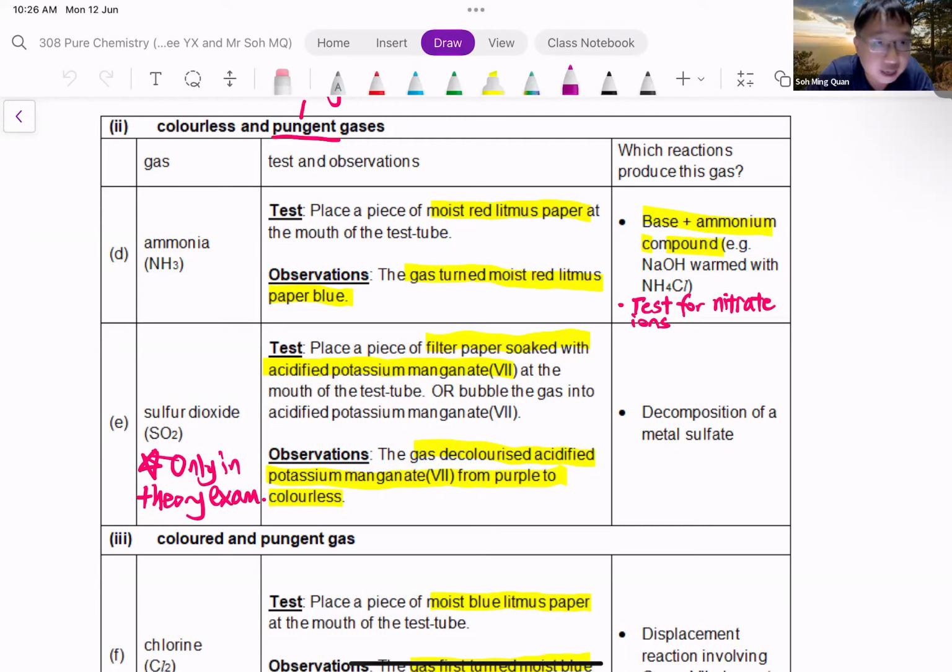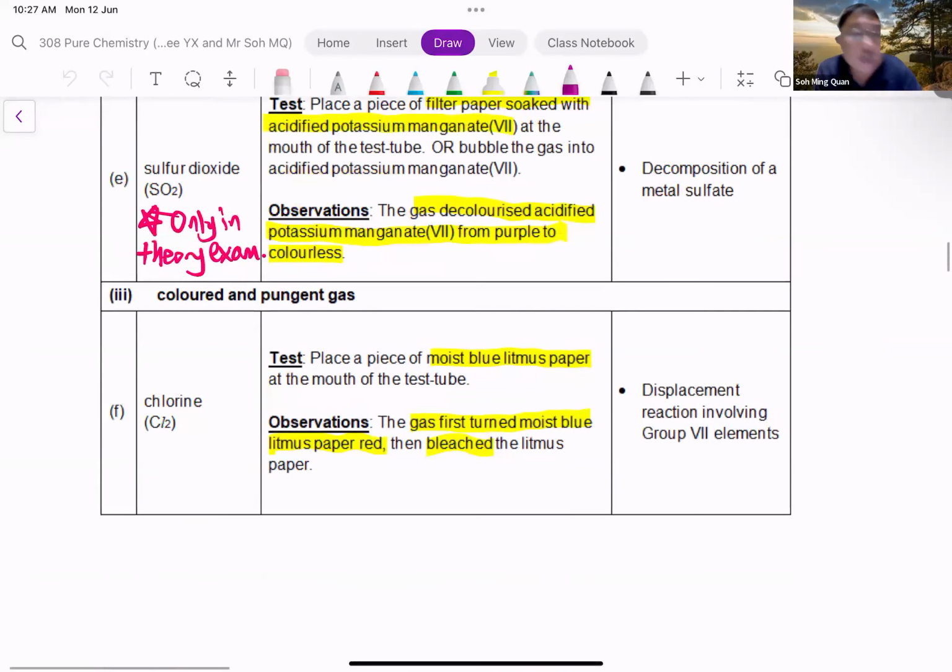Sulfur dioxide and chlorine, they are less commonly formed. All right. But you should still know the test. Sulfur dioxide, you test it by bubbling it into acidified potassium manganate, or you place a piece of filter paper soaked in acidified potassium manganate at the mouth of the test tube. Sulfur dioxide will decolorize acidified potassium manganate from purple to colorless. Chlorine, we use a piece of moist blue litmus paper. All right. Chlorine gas will react with water to form acids. So chlorine gas will first turn your moist blue litmus paper red, and then it will bleach the litmus paper. That means the litmus paper turns white.